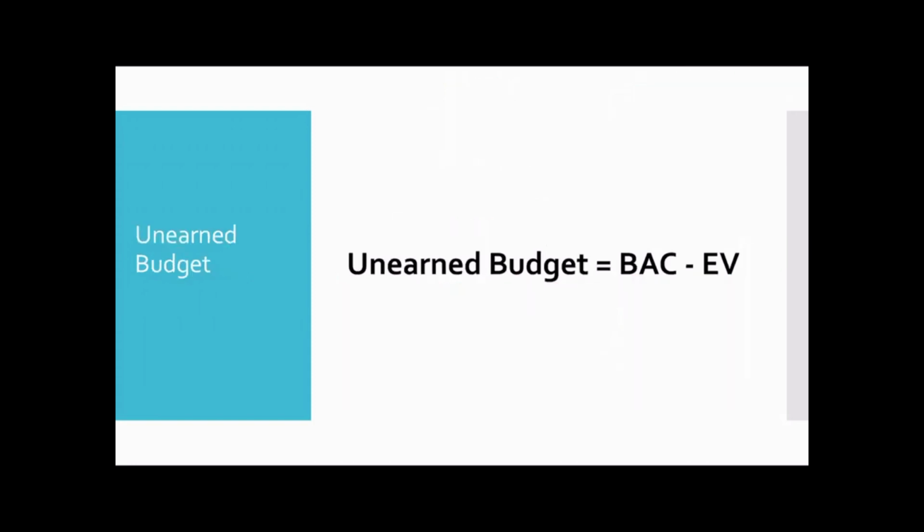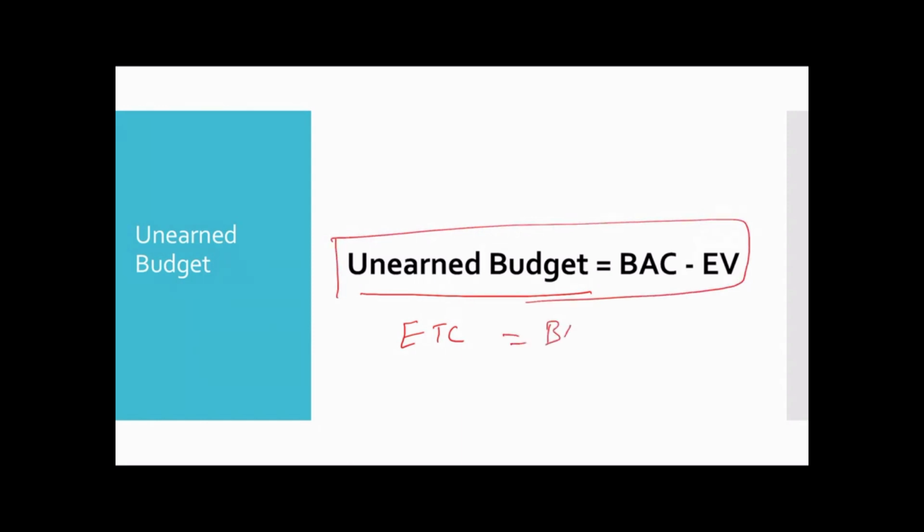This is also called unearned budget, sometimes also called estimate to complete. Unearned budget is nothing but the work that is remaining. So work remaining is also called unearned budget. It's the same formula, BAC minus EV.